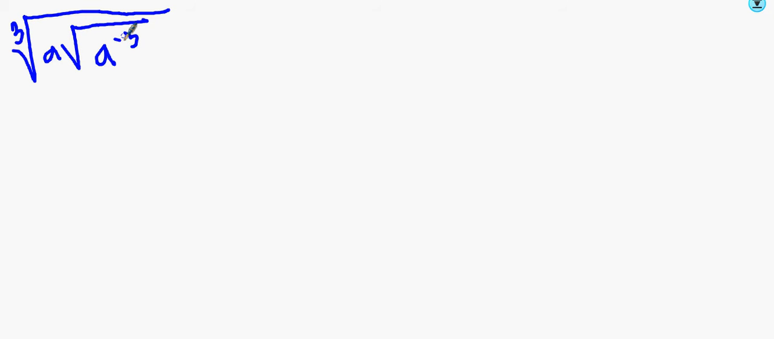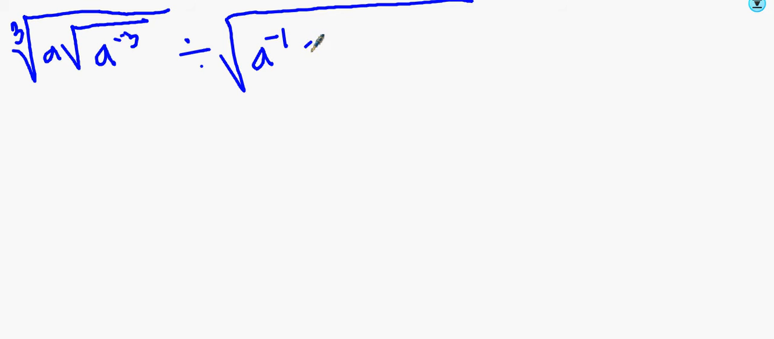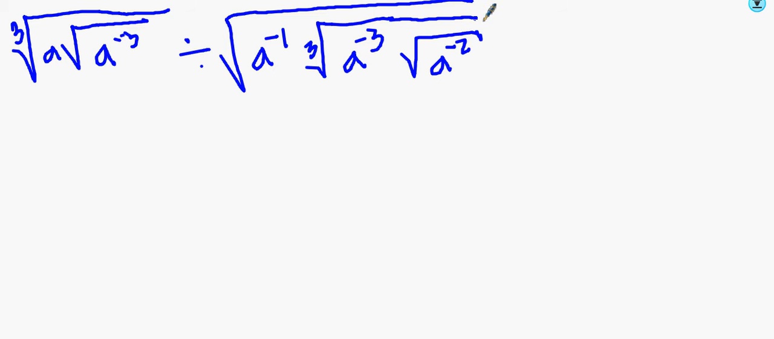Okay, this is problem number 4 we did in class today. So we have a third root of a times square root of a to the negative third, and then you divide all that by square root of a to the negative first times cube root of a to the negative third, and then under that same cube root there is another square root of a to the negative second. So I'm going to make these little notches so you know what is what.